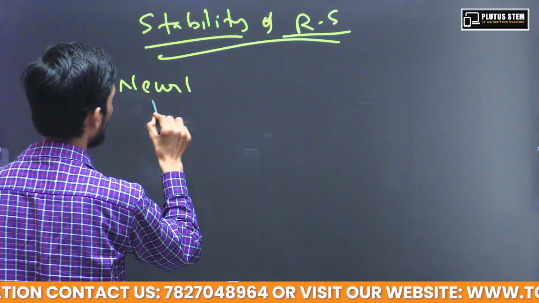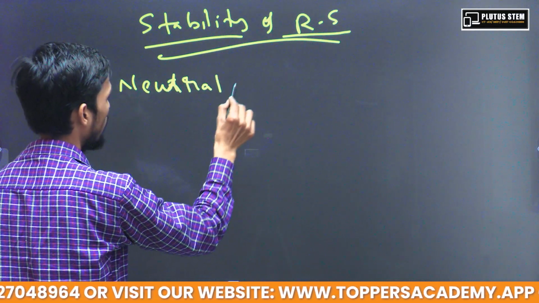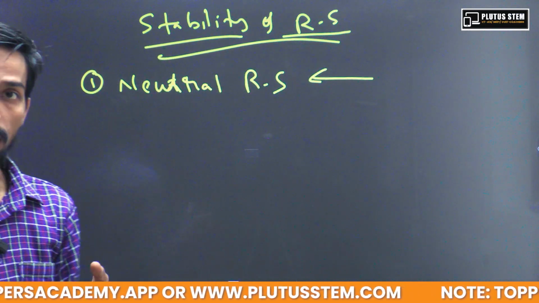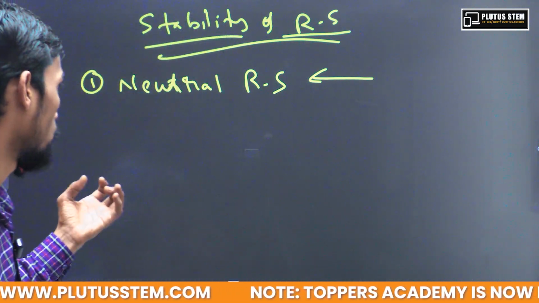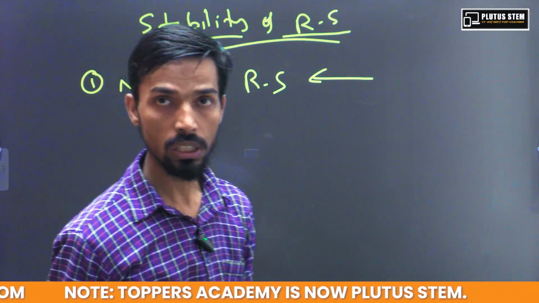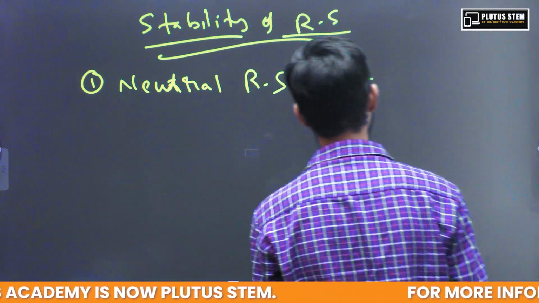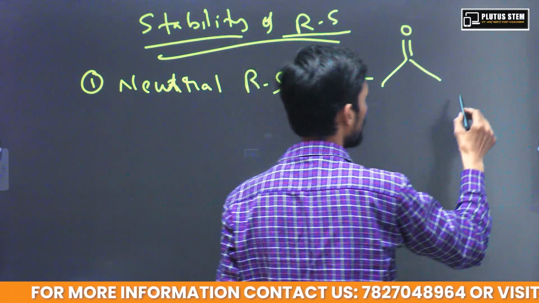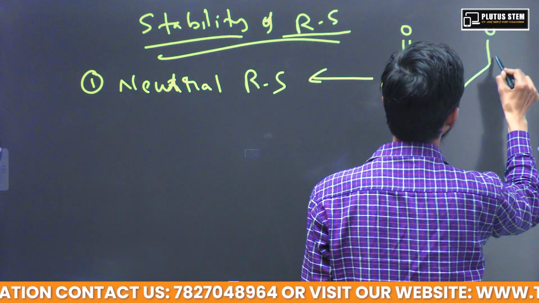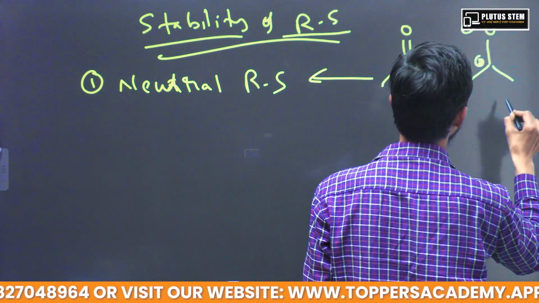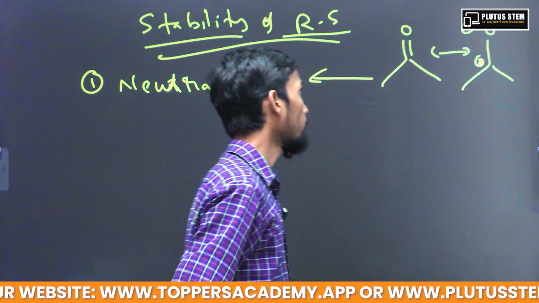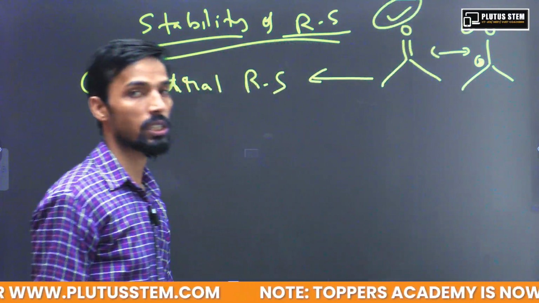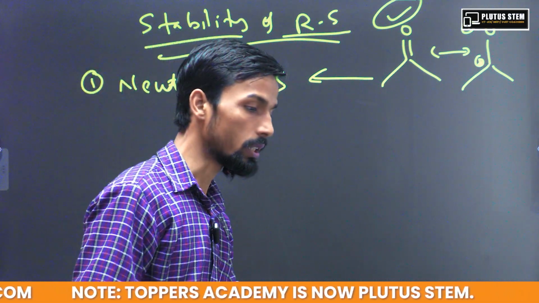A neutral resonating structure is going to be more stable as compared to the charged resonating structure. So if you see an example over here, these two are resonating structures. This one is neutral and that one is charged. So this one is going to be the more stable.